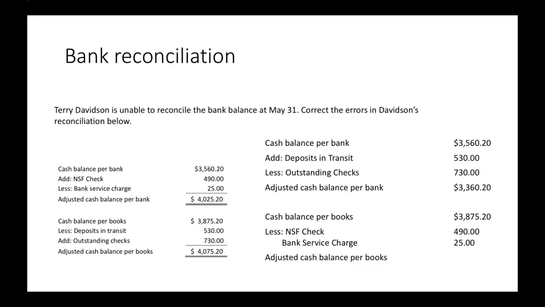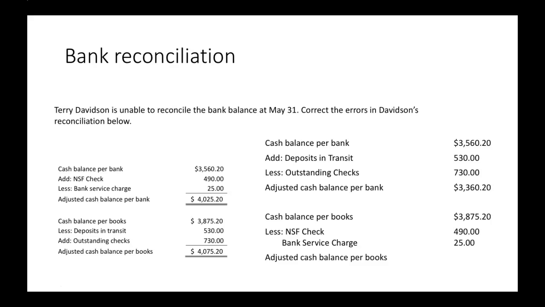One common piece that could be added would be the collection of a note. So the bank sometimes acts as like a middleman for you, and they'll collect a note receivable on your behalf. If that happens, that would be added on the per book side of a bank reconciliation. We just don't have that here. So we have the two pieces that we need to subtract to find our adjusted cash balance per books.